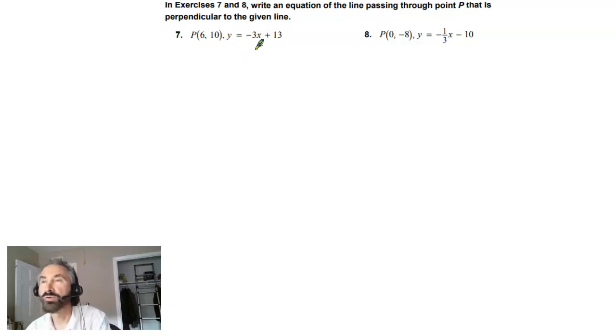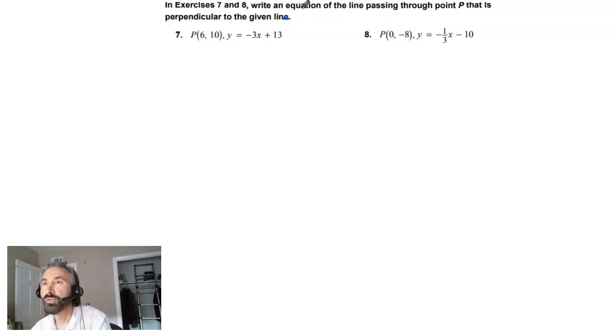Some of you may be wondering how we can answer this question, write an equation of a line passing through point P that is perpendicular to the given line, manually without using software like GeoGebra or Desmos graphing calculator. So here's the point and here's the equation that we're given.